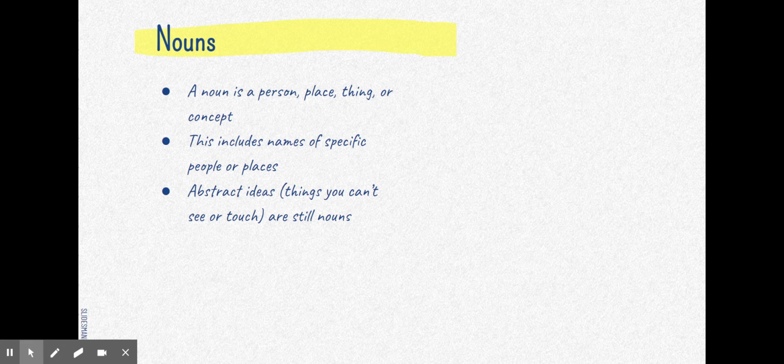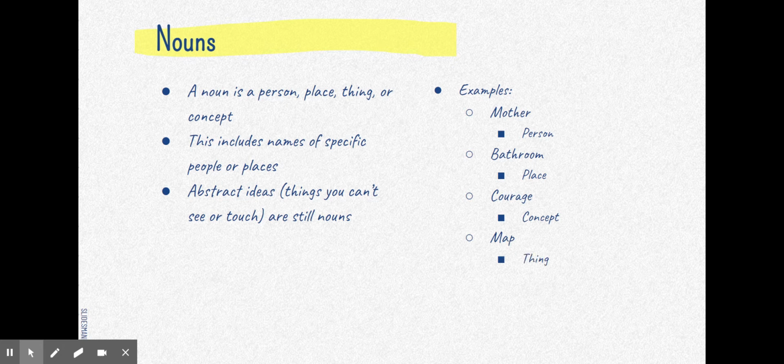So let's look at some examples. Mother is a noun because that's a person. Bathroom is a noun because that's a place. Courage is a noun. That is a concept. So that's a good example of one of those abstract ideas. Courage is a noun because it is a thing. Even though it's not a thing that you could feel or touch, it is still a thing. So it's a noun. Map is a noun because it's a thing.